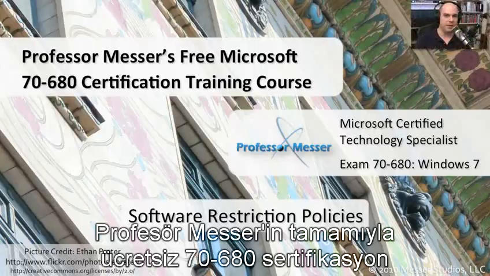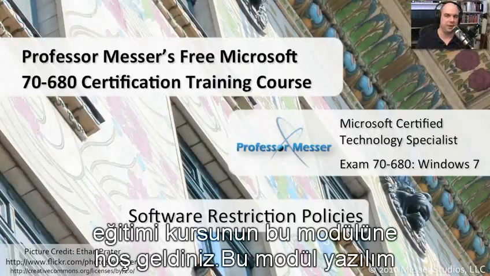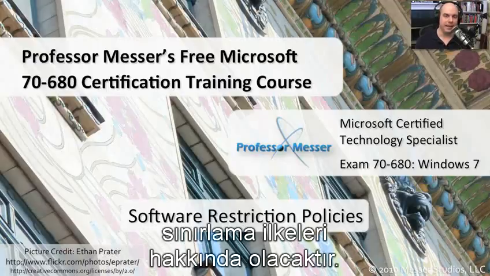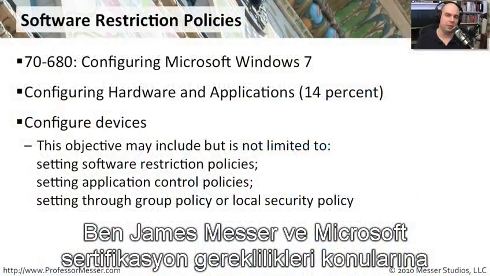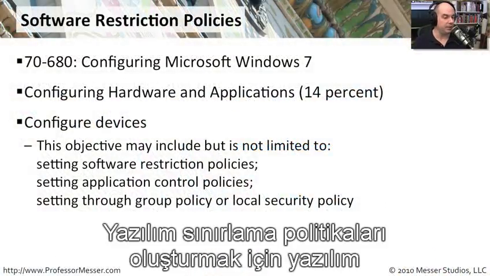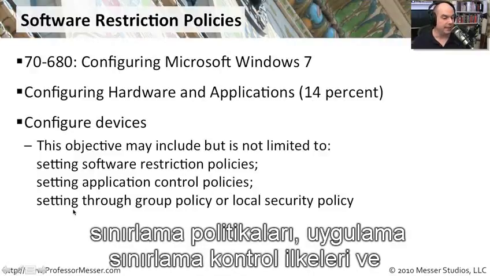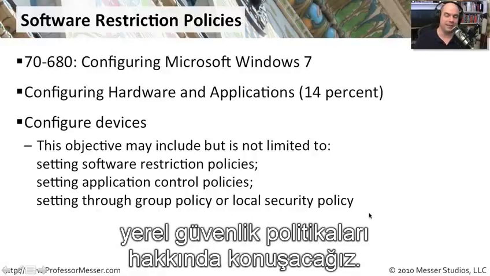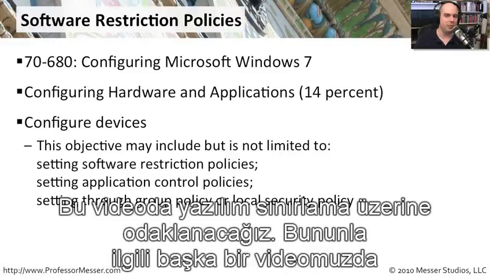Welcome to this module of Professor Messer's free Microsoft 7680 certification training course, and this module is on software restriction policies. I'm James Messer, and we're going to go through the requirements from the Microsoft certification that talks about setting software restriction policies, setting application control policies, and setting a group policy or a local security policy to set the software restriction policies. We're going to focus on software restrictions.